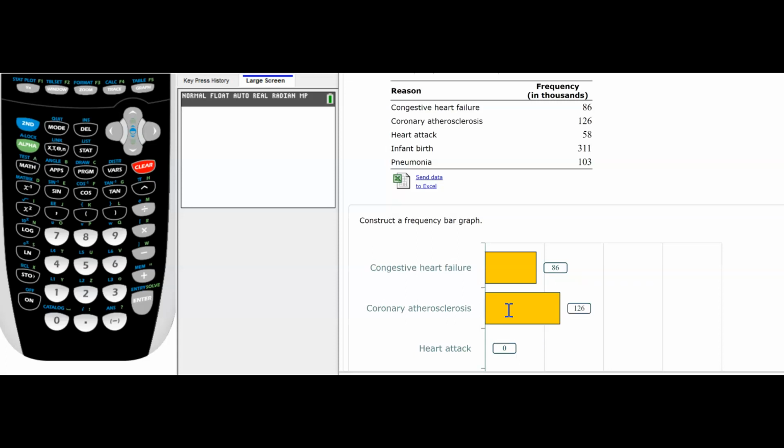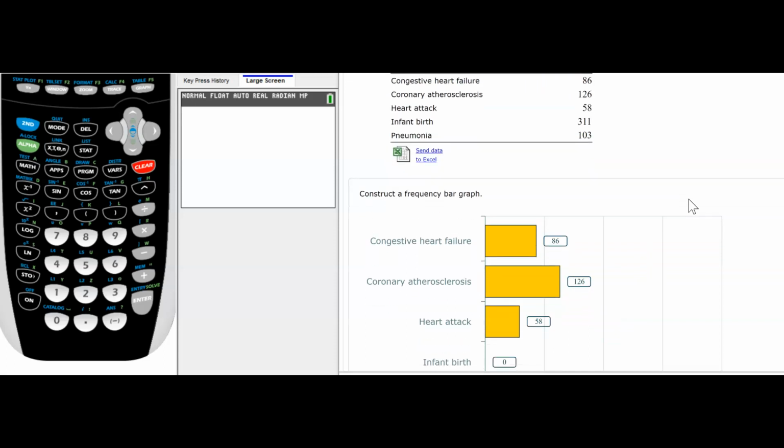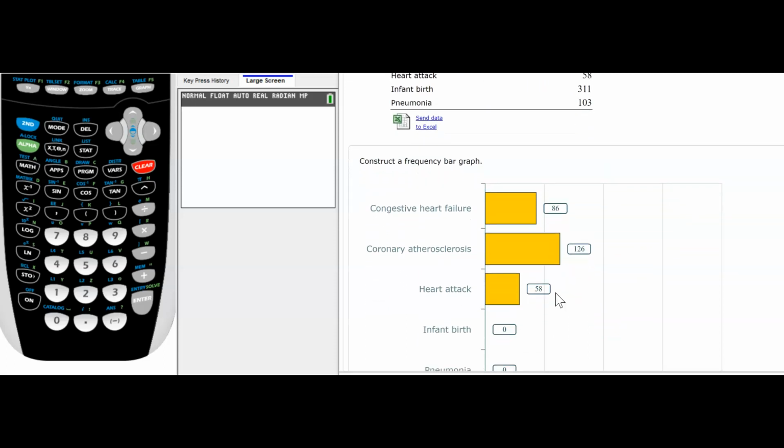126 for that second one, heart attack 58. It's probably the quickest way to do this. So make sure to use those shortcuts. Infant birth 311 and pneumonia at 103.